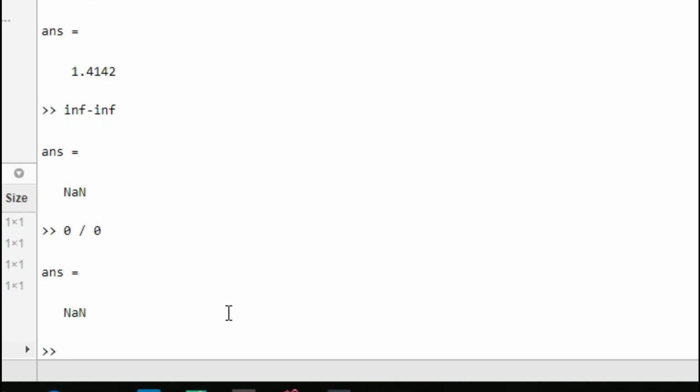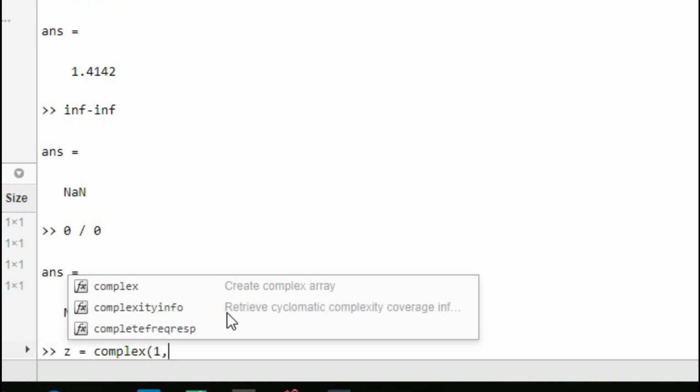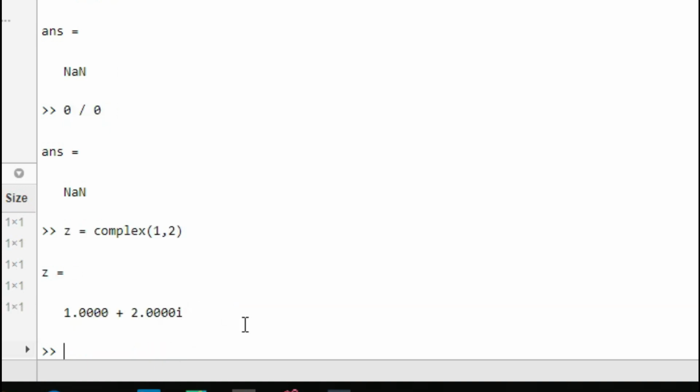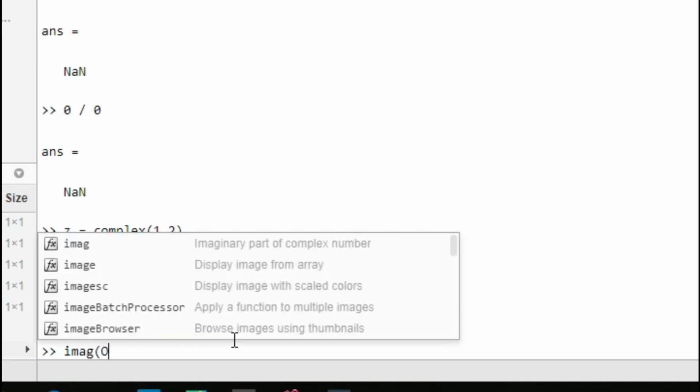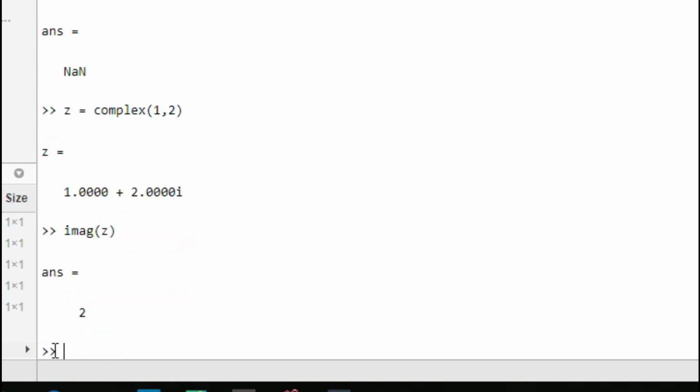Let's check complex. Suppose we have z equal to complex of 1 comma 2. It gives a complex number, 1 plus 2i. I want to check the imaginary part of z, so I'm going to use imag of z. It gives the imaginary part, which is 2. I want to check real, so real of z gives 1. So 1 is the real part of z.